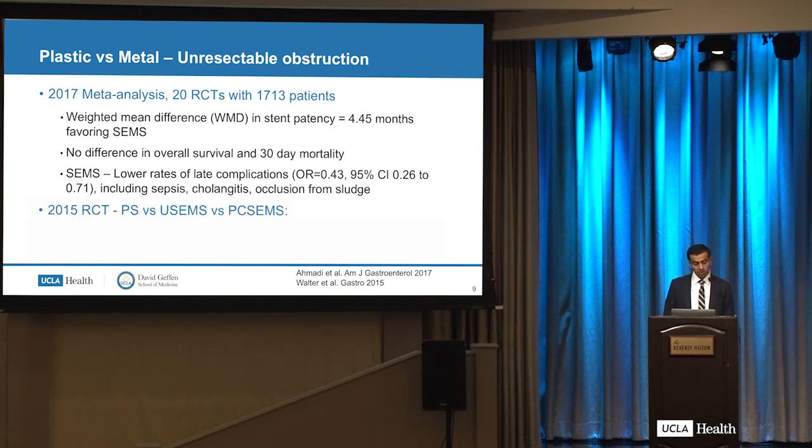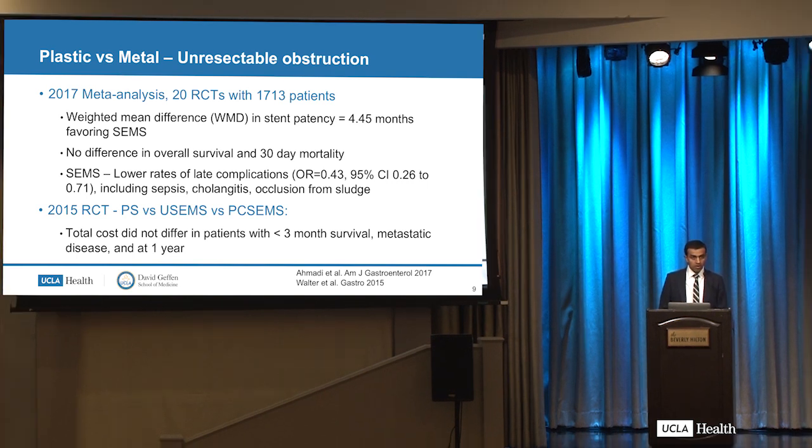And then to highlight one of these studies, an RCT, this is where the cost, there's that asterisk right there. Sure, in that one case, the plastic stent is going to be cheaper than the metal stent, but when you look at the trade-offs, which are having to bring the patient back for stent exchanges, the lower patency, the hospitalizations, et cetera, the total cost overall looking 1 year out did not differ, whether you looked at patients that only survived 3 months, patients that had metastatic disease at the time you placed a stent, or even at 1 year out. And so the cost difference doesn't seem to be as important when you take the whole clinical course of the patient in mind.